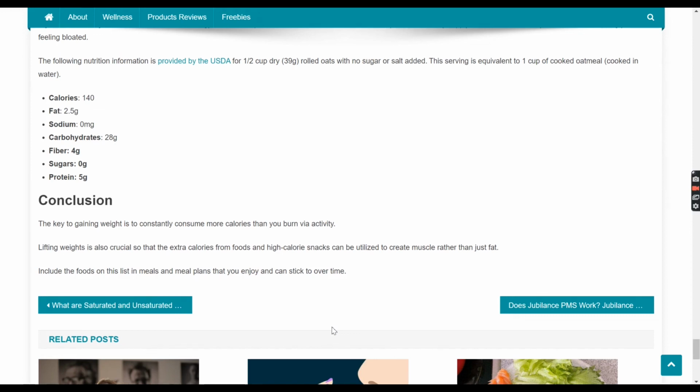burn via activity. Lifting weights is also crucial so that the extra calories from foods and high-calorie snacks can be utilized to create muscle rather than just fat. Include the foods on this list in meals and meal plans that you enjoy and can stick to.